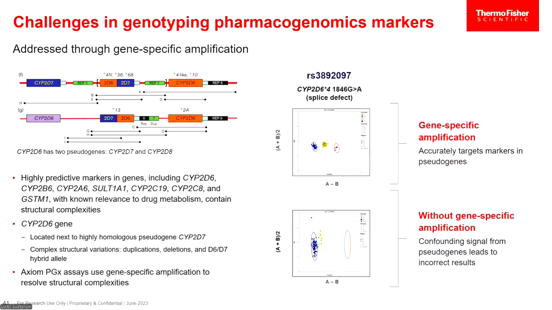There's challenges amongst the PGX community with dealing with pseudogenes. The idea here in this slide is we do perform some MPCR steps to free up and basically accurately target the markers that you're looking at and the calls that you're expecting.